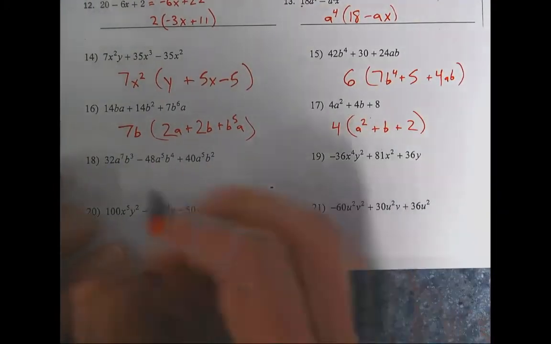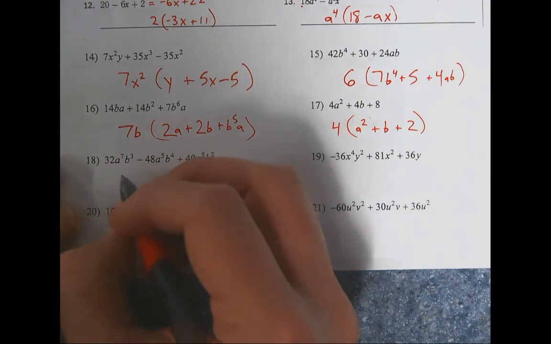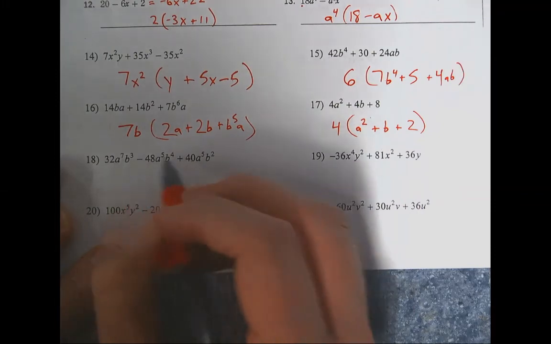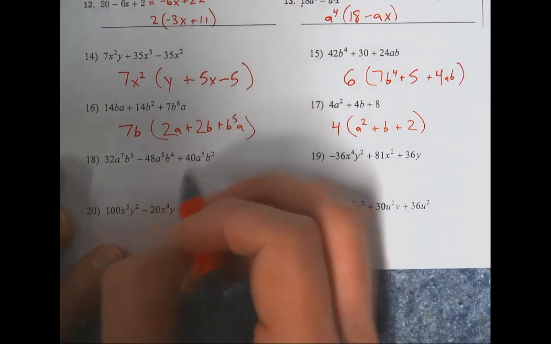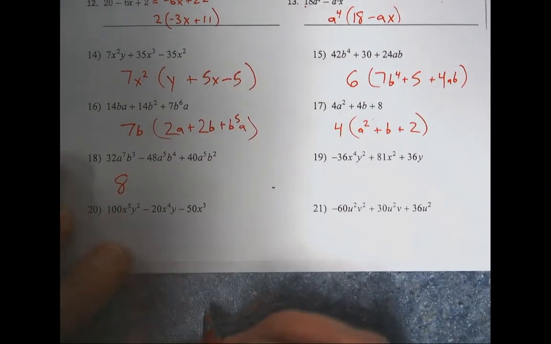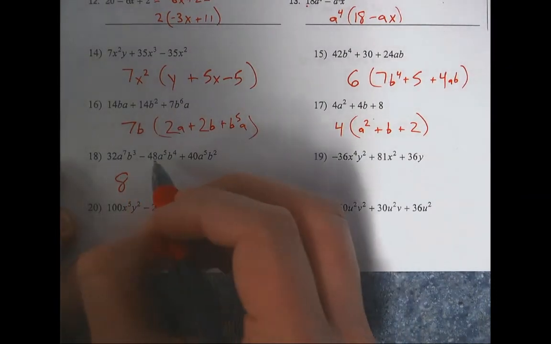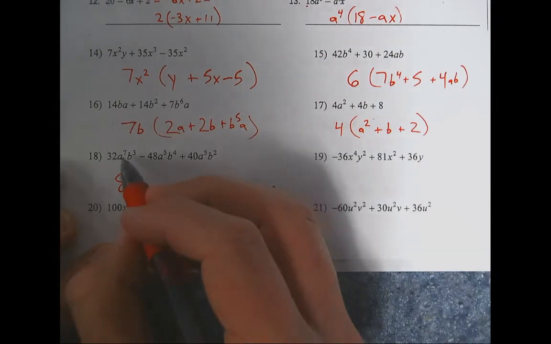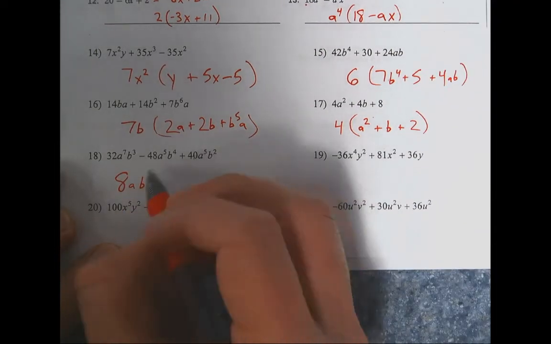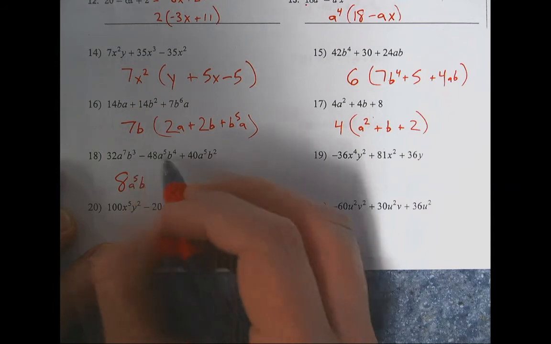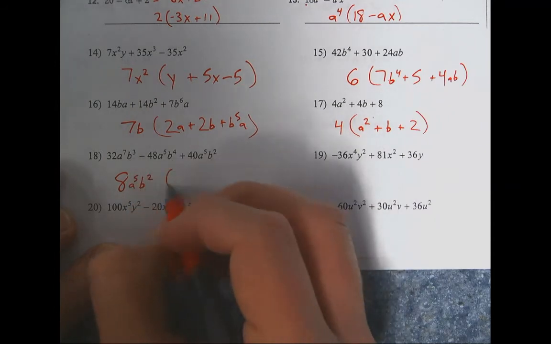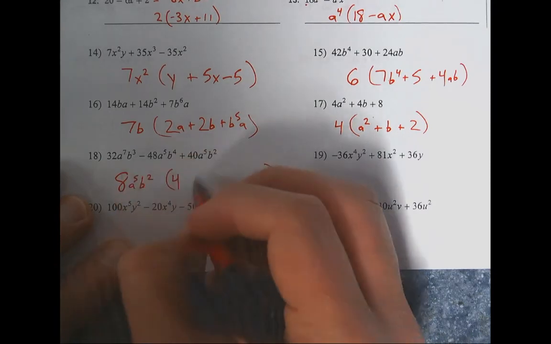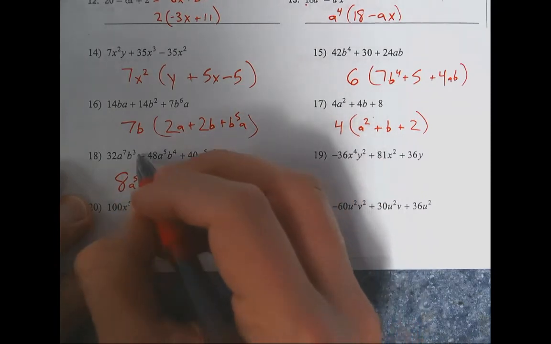Okay, 18. 32, 48, 40. Think about the numbers that can fit into that. 8 is going to be the largest number that goes into all of them. They all have a's, they all have b's, so we can take those out. Now, if I look at my a's, the most I can take at once is 5. And with my b's, it's 2. Okay, first term is times 4. And the a's increase by 2, and the b's increase by 1.